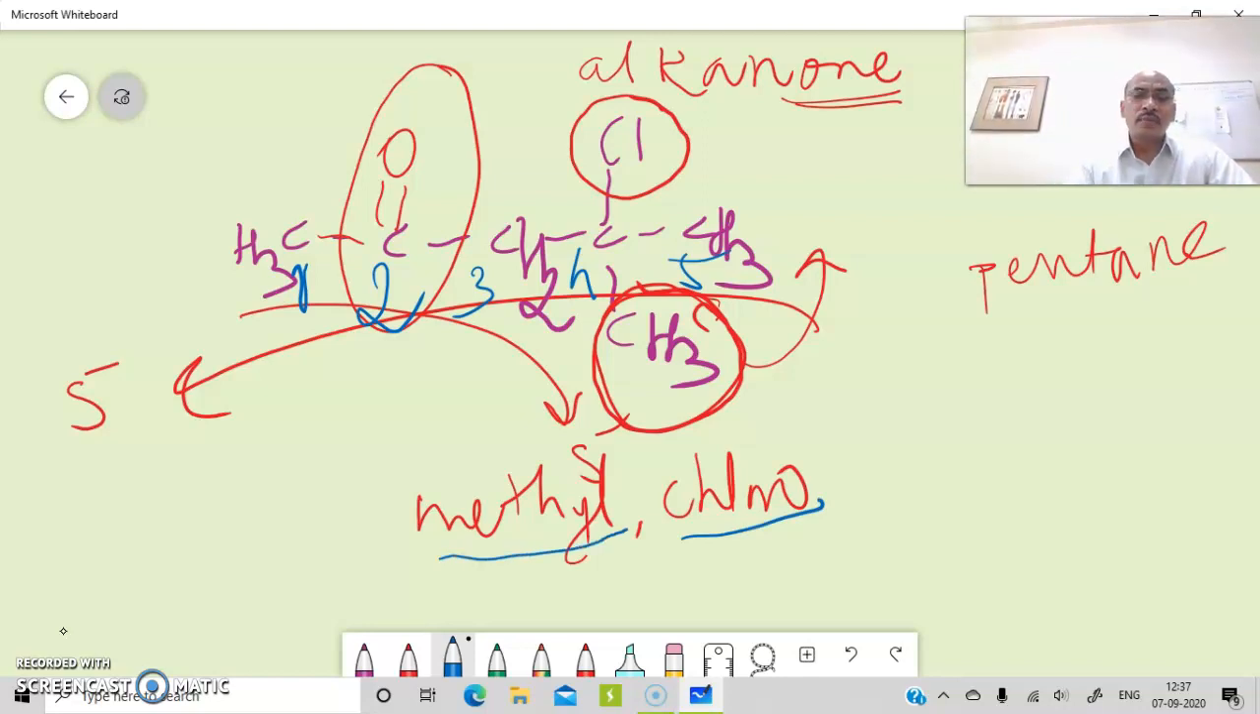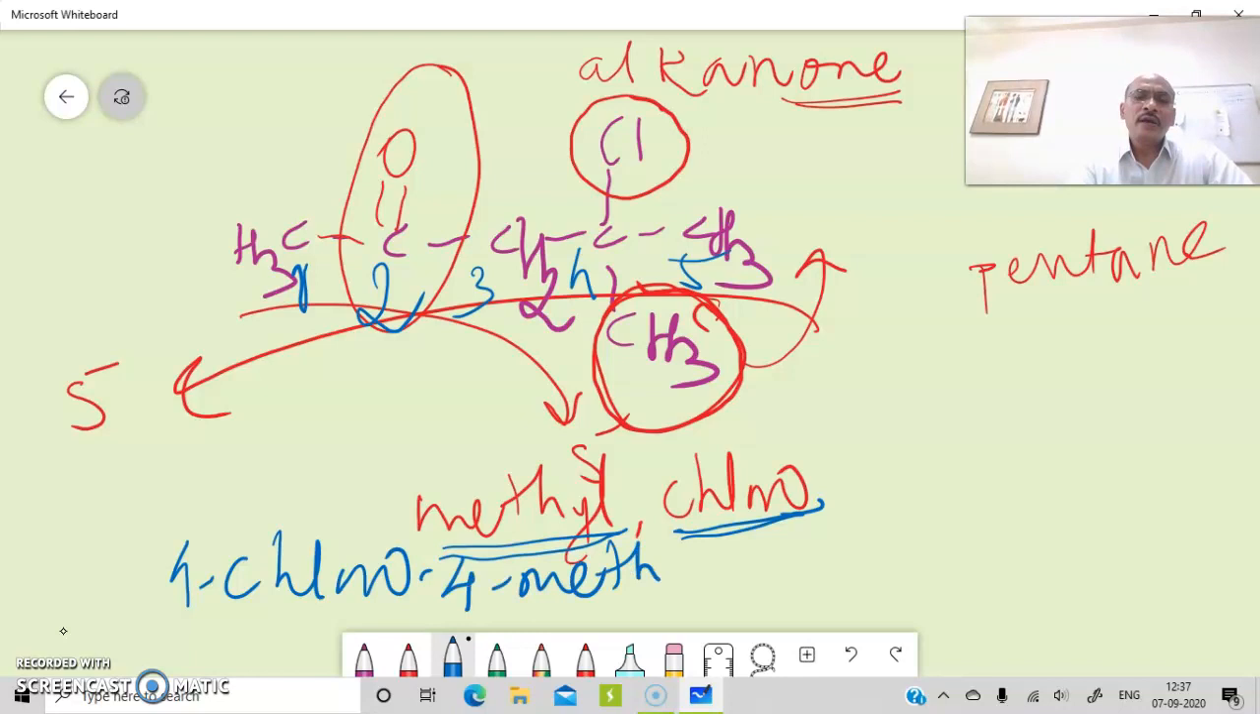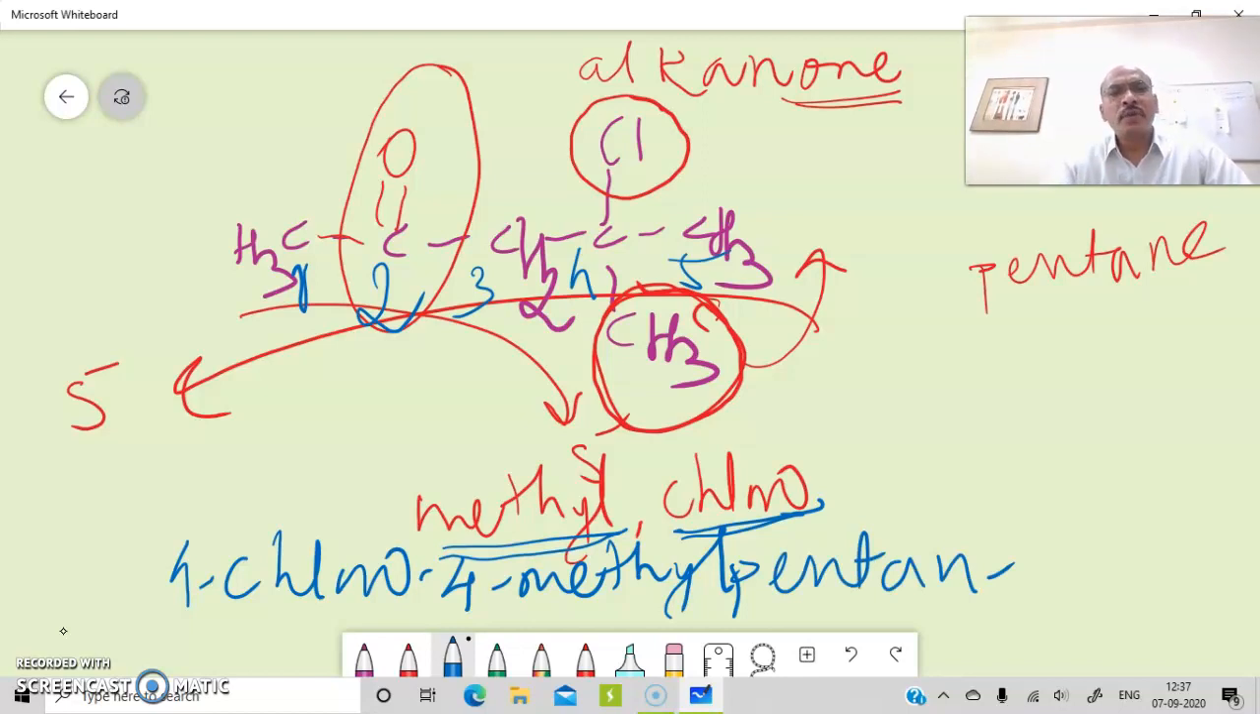Then you have to write the substituents, methyl and chloro, first and in alphabetical order. So it will be 4-chloro, 4-methyl, and the parent alkane is pentane, so pentane. But what is the position of the double bond O? Again you have to indicate that.